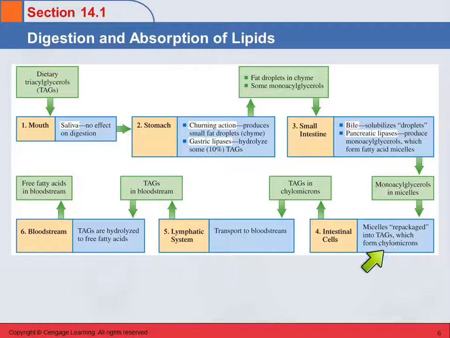So these now can get into the cells where the triacylglycerols are reassembled and packaged up as chylomicrons, which can go eventually, well, they go to the lymphatic system first, and then they go to the bloodstream, and then they're rehydrolyzed in the bloodstream to free fatty acids. And then those go off, and they can be either stored or used for energy.